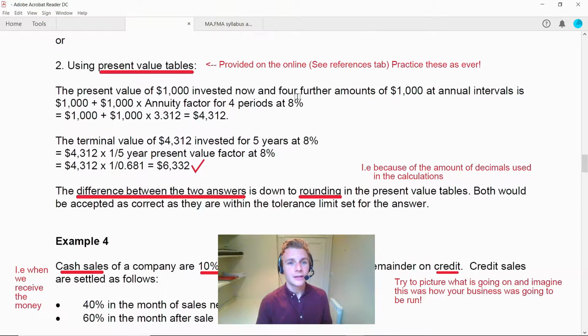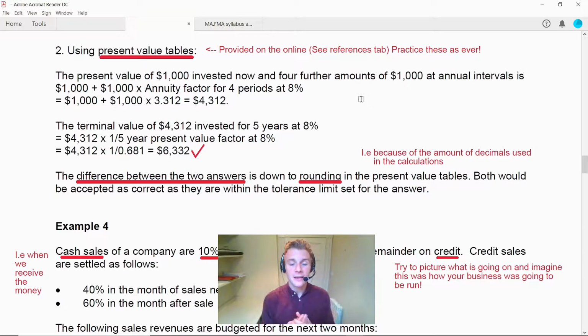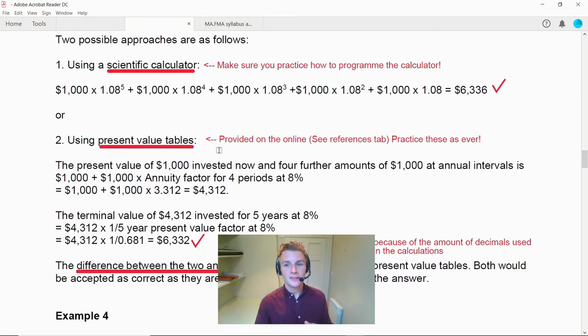And point number 2, using the PV factor tables or the present value tables. These are given to you in the reference tab. Make sure we get that jotted down on the actual format for the online test. So practice these before you go in, understand where the percentages are and where the actual dates are in terms of number of years. That is going to be fundamental to bring those to the actual present value on here. And just to highlight as well, that there was a slight difference in terms of the numbers. So if you use the present value tables, you got 6,332, whereas if you use the scientific calculator, you got 6,336. So there's a $4 swing on this.